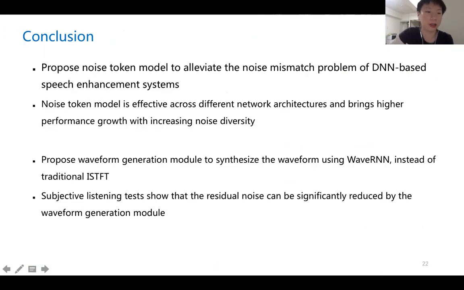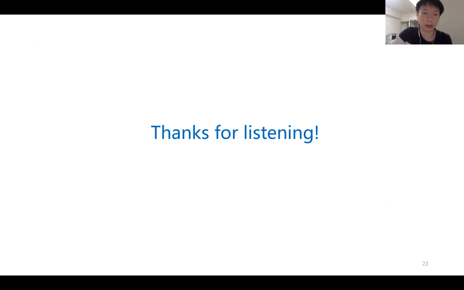Last, for conclusion, in this paper, we propose a noise token model to alleviate the noise mismatch problem for DNN-based speech enhancement systems. And we found the proposed noise token model is effective across different network architectures and brings higher performance growth with the increase of noise diversity. And second, we propose a waveform generation module to synthesize the waveform using a waveform vocoder instead of traditional ISTFT. And the subjective listening tests show that the residual noise can be significantly reduced by the proposed waveform generation module. So that's all. Thank you for listening.